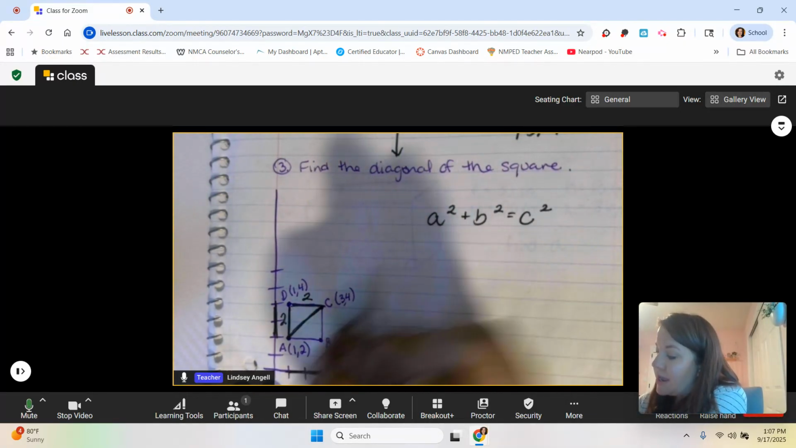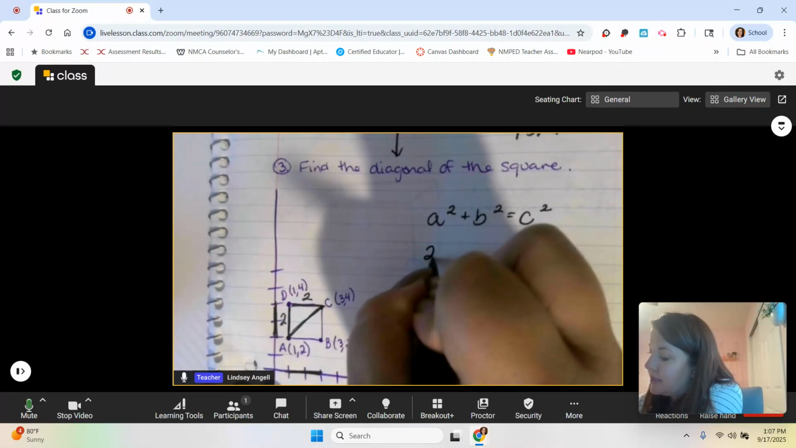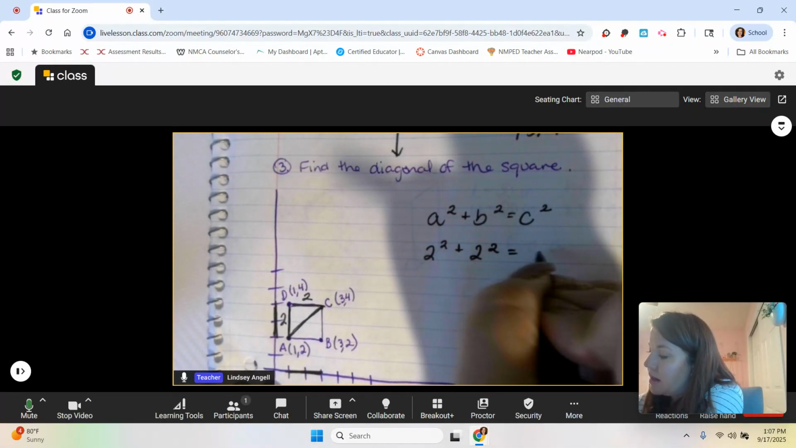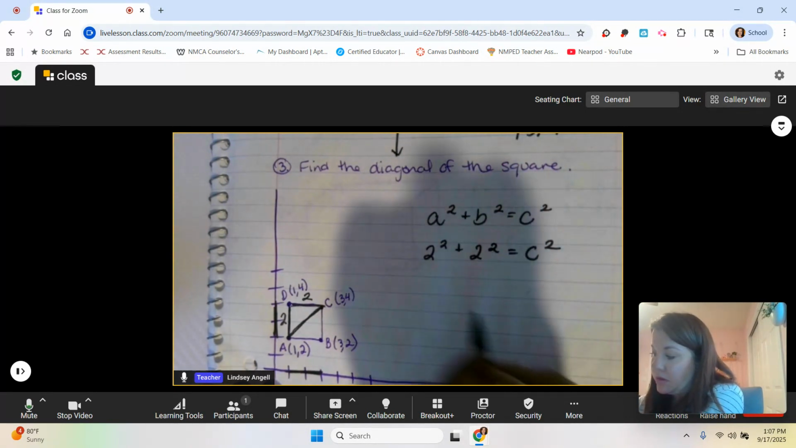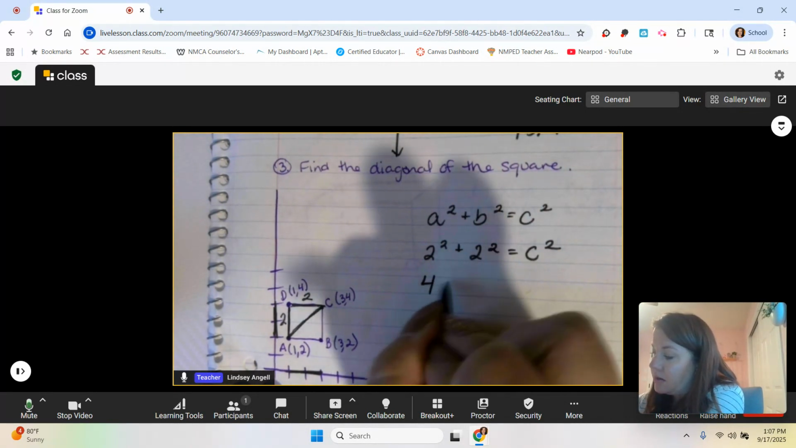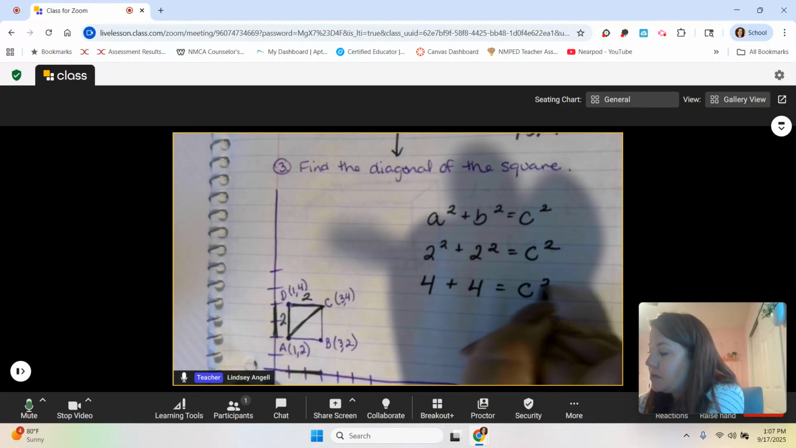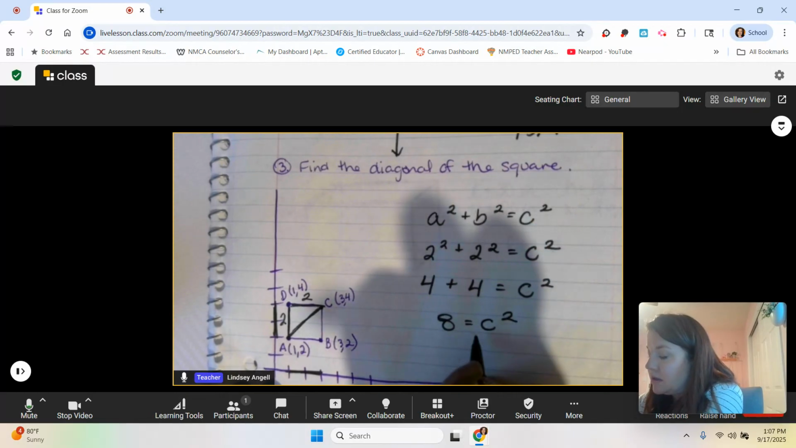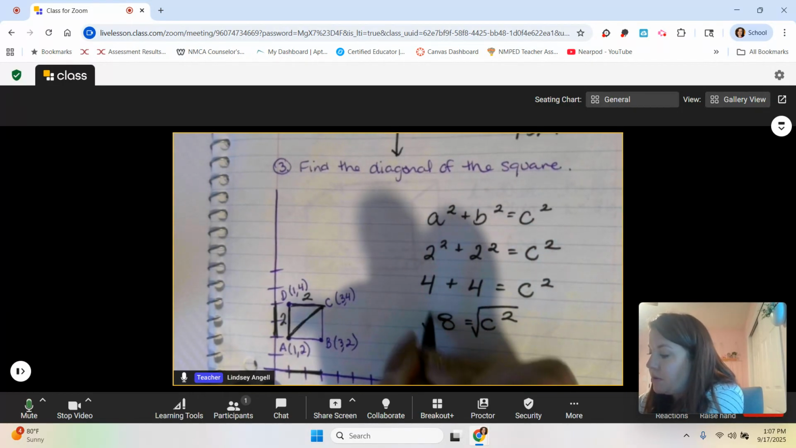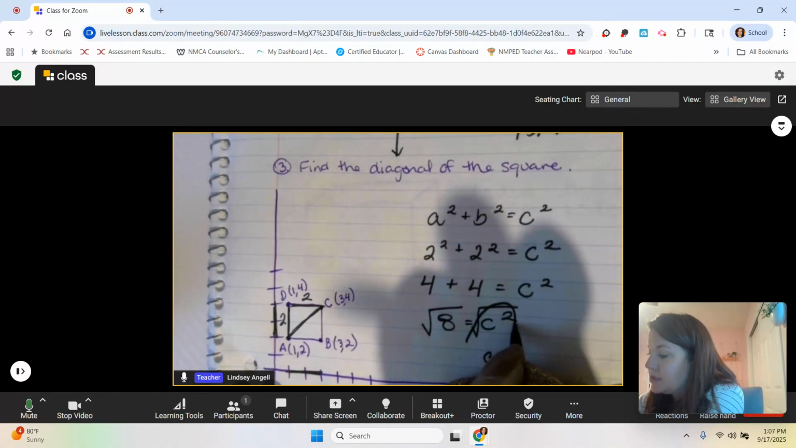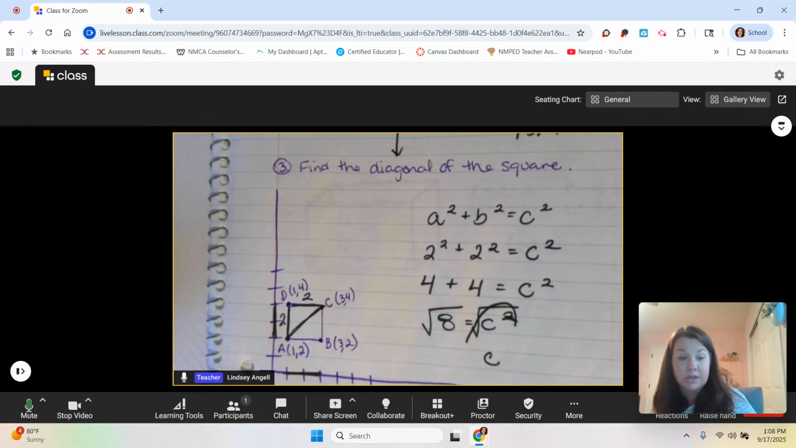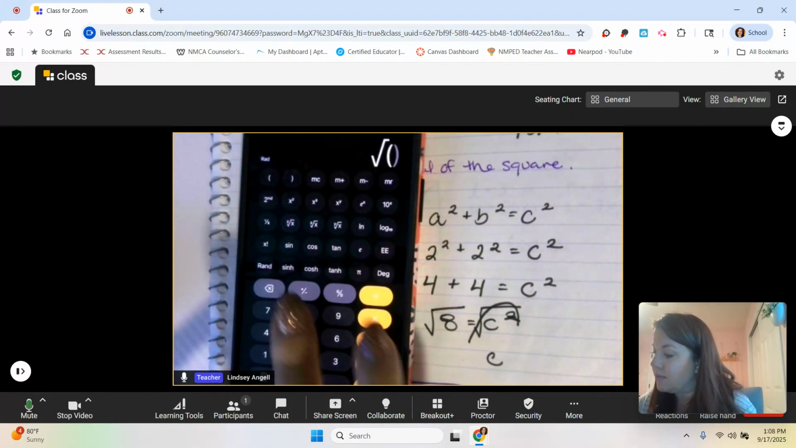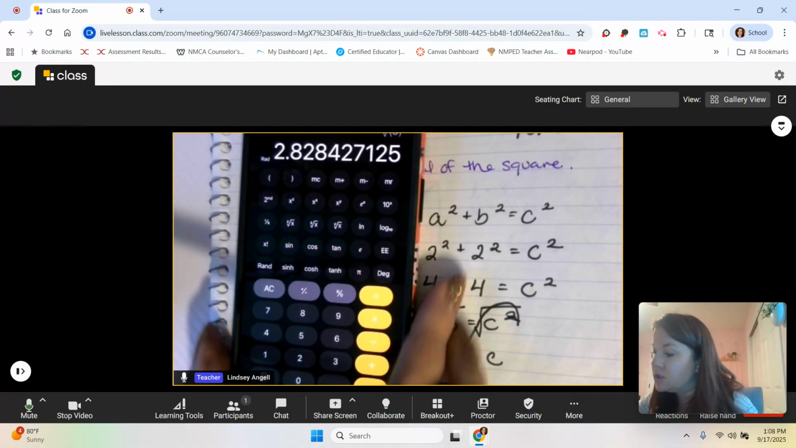Well, these are the same, right? Both of my legs were equal to 2, so I can say 2 squared plus 2 squared equals c squared. Well, 2 squared is equal to 4, so that means I have 4 plus 4 equals c squared. 4 plus 4 equals 8 equals c squared. Square root both sides. That cancels over there on the right. And then now I just need to find the square root of 8, which I'm going to go ahead and do on my calculator, right? So the square root of 8 equals 2.828.